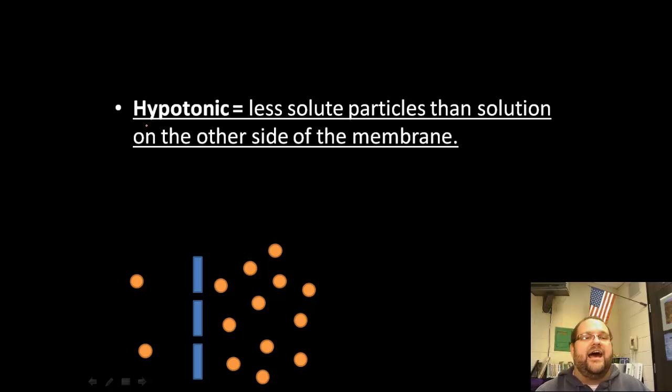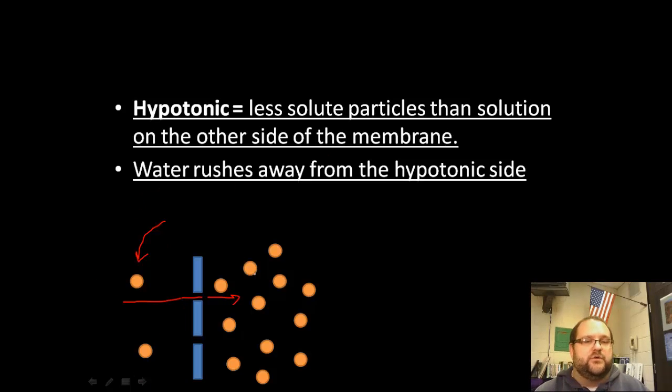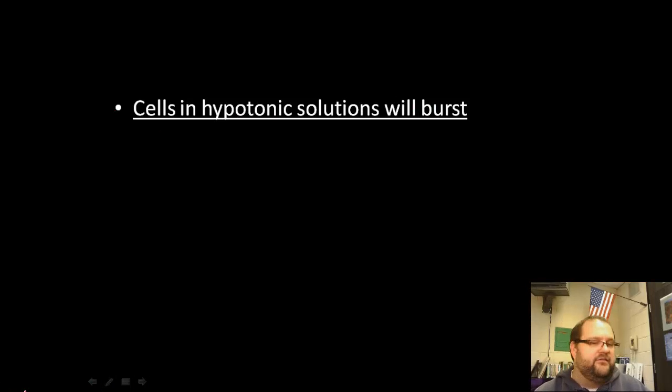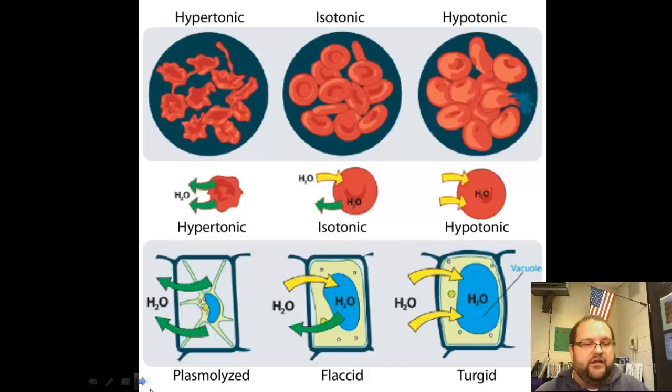So if we look at this, a hypotonic solution has less solute particles than the solution on the other side. So this solution right here is hypotonic. It's describing this one. Well, because of that, water always wants to move where there is more stuff. So the water is going to want to move here. It's going to move away from the hypotonic side. Because there's more salt over here, water goes where there's more salt, and water rushes away from the hypotonic side. If we put a cell in a hypotonic solution, the cell will actually burst, and here's why.